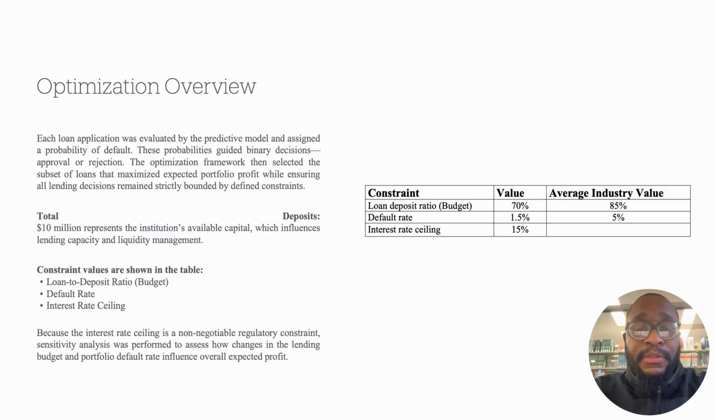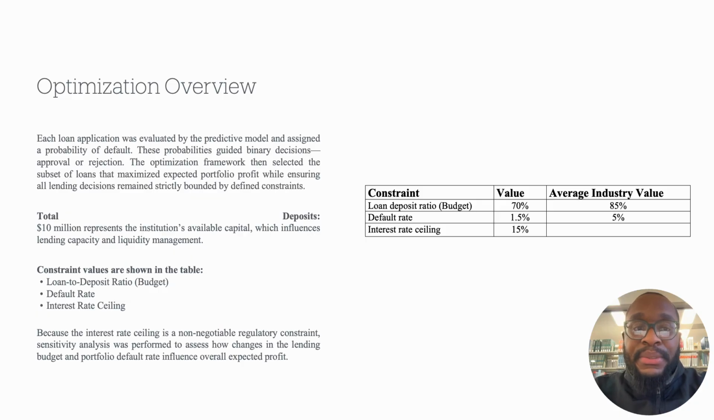So looking at the overview of the optimization, we created a synthetic data set of 1,000 loan applications using Python. We fed it to our model, and our model assigned probabilities of default on each one of these applications, which led to either an approval or a rejection of these loan applications. The optimization framework then selected a subset of these loans that maximized our expected portfolio profits while ensuring all lending decisions were met. So the values of our simulations are outlined in the table on the slide.